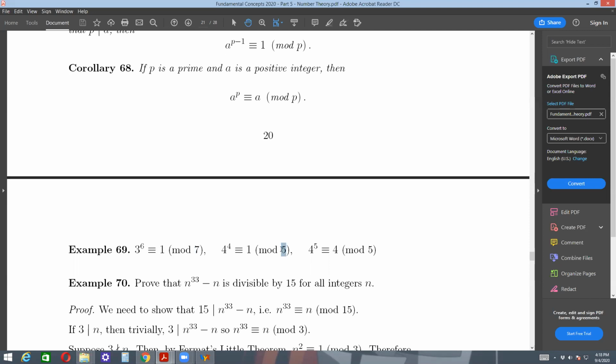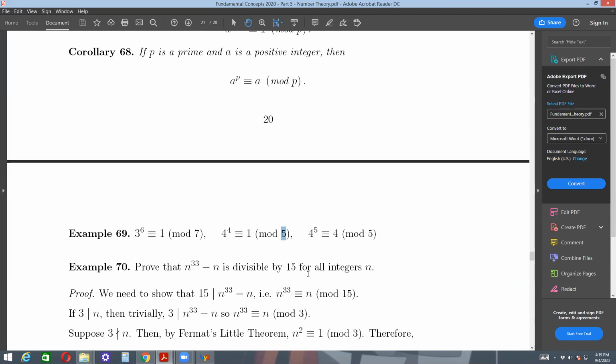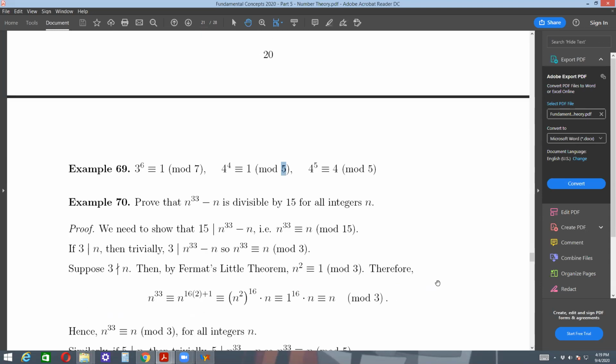If you check mod 5, right, 4 is relatively prime to 5, so 4 to the power 5 minus 1, which is 4 to the power 4, would give you 1 again, mod 5. And if you use the corollary instead, you'll get 4 to the power 5 is congruent to 4, mod 5. Now, what Fermat's little theorem does is it helps you simplify congruences a lot, reduce the powers and stuff. It could also be used in things like this.